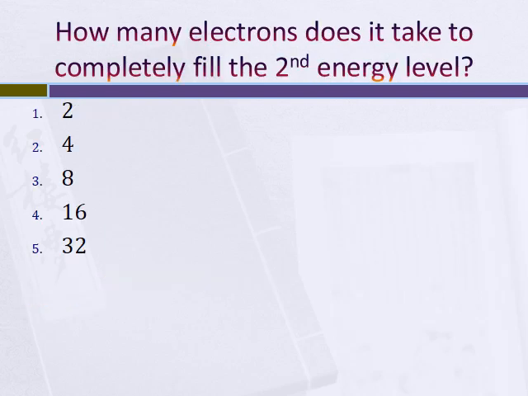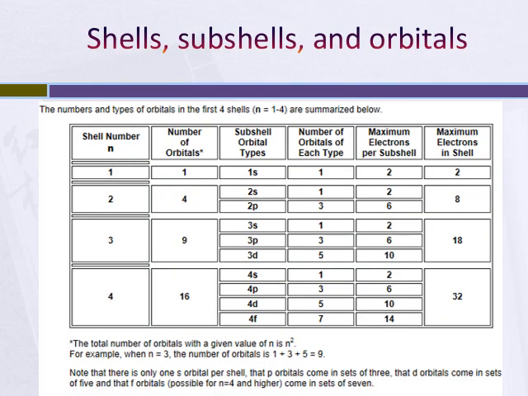Here's another question. How many electrons does it take to completely fill the second energy level? Hopefully you have an answer, and I get 8 electrons in the second energy level. Let's look at the chart that we posted at the last lesson. A lot of information here, but if we focus on the second shell, it has the number of orbitals, the types of orbitals, and finally the maximum electrons in that shell are 8. 2 electrons in the s orbital, 6 electrons in the p.